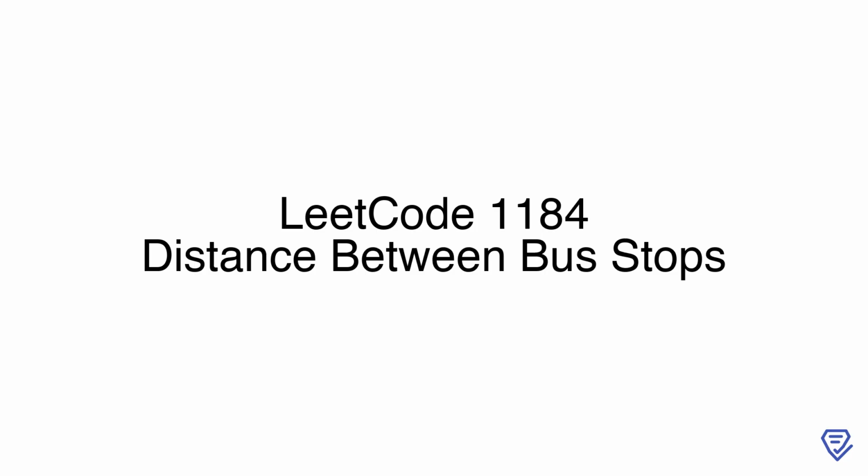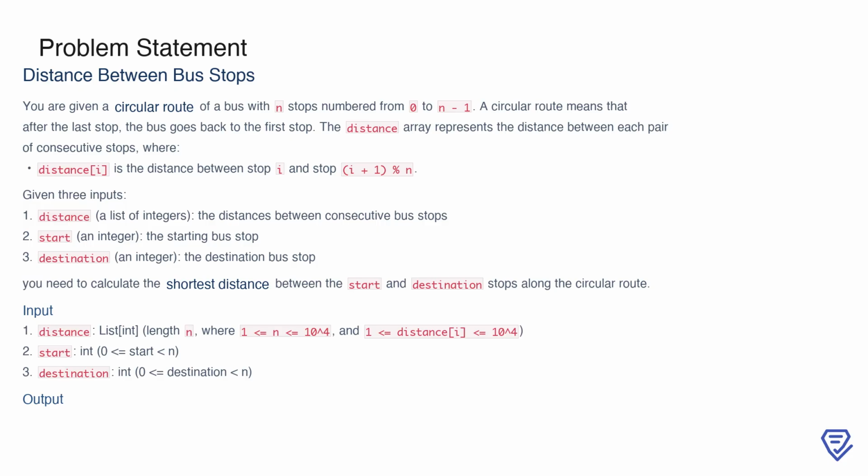Let's dive in. In this problem, we are working with a circular bus route that contains n stops, numbered from 0 to n-1. The circular nature of the route means that after the last stop, the bus loops back to the first stop. We are given an array called distance that holds the distances between consecutive bus stops. For example, distance[i] represents the distance from stop i to stop (i + 1) % n, where the modulo ensures the circularity of the route.